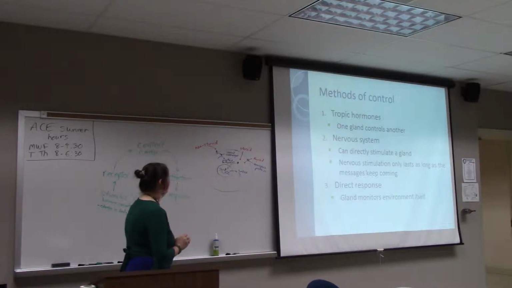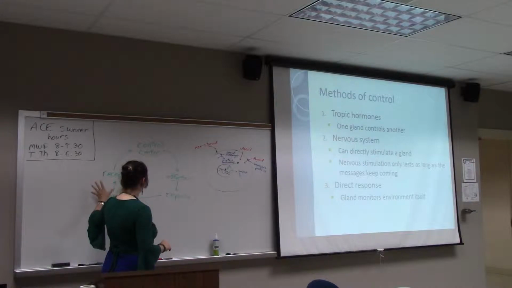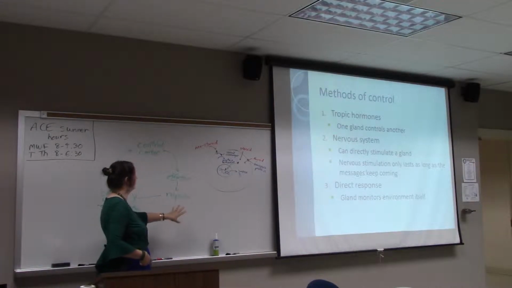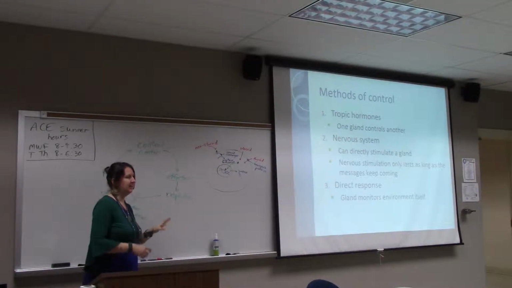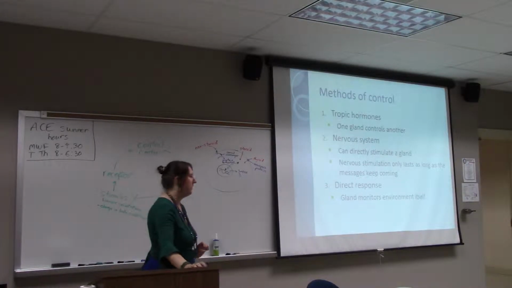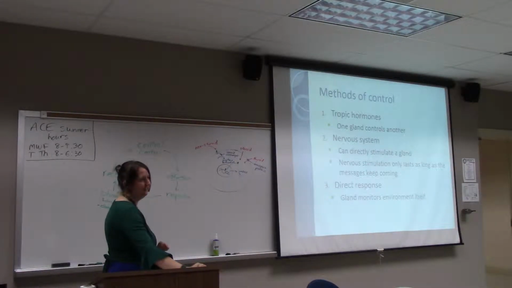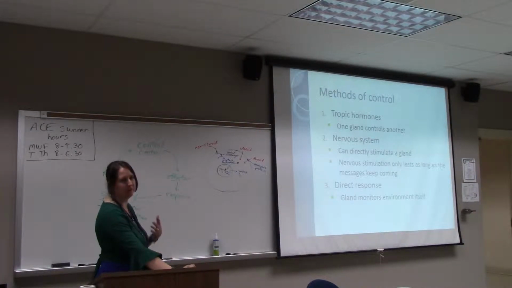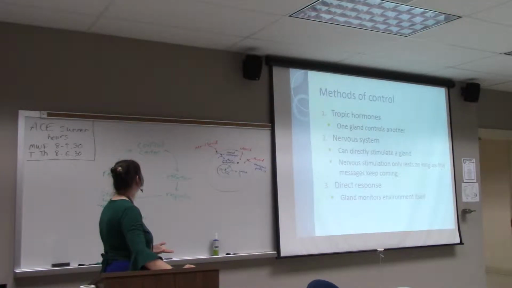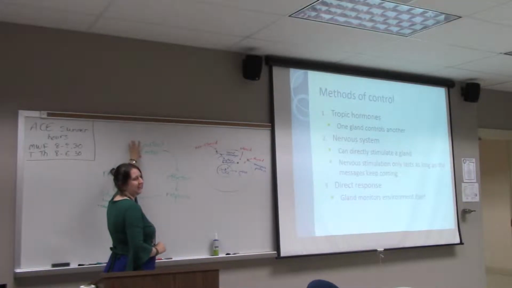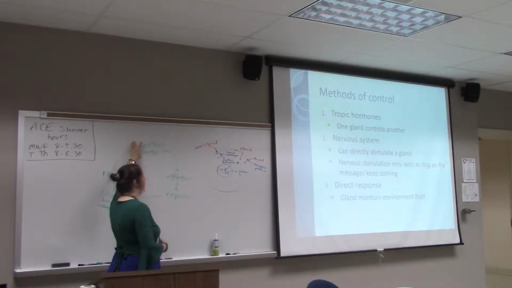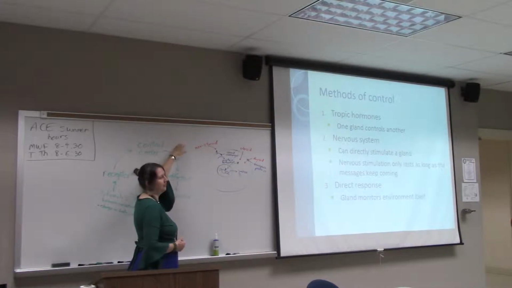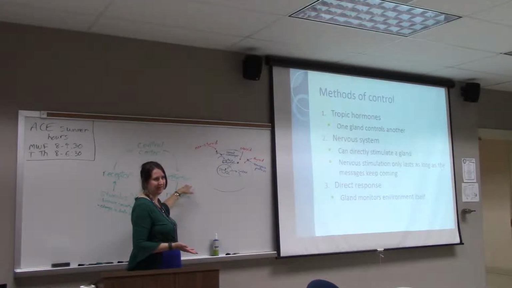How we get from the stimulus to the response, the details in here have three major mechanisms in the endocrine system. One is tropic hormones, where one gland controls another. So you have your first gland, that's the control center. It's going to release a hormone that controls another gland. That other gland releases a hormone that controls the effectors.